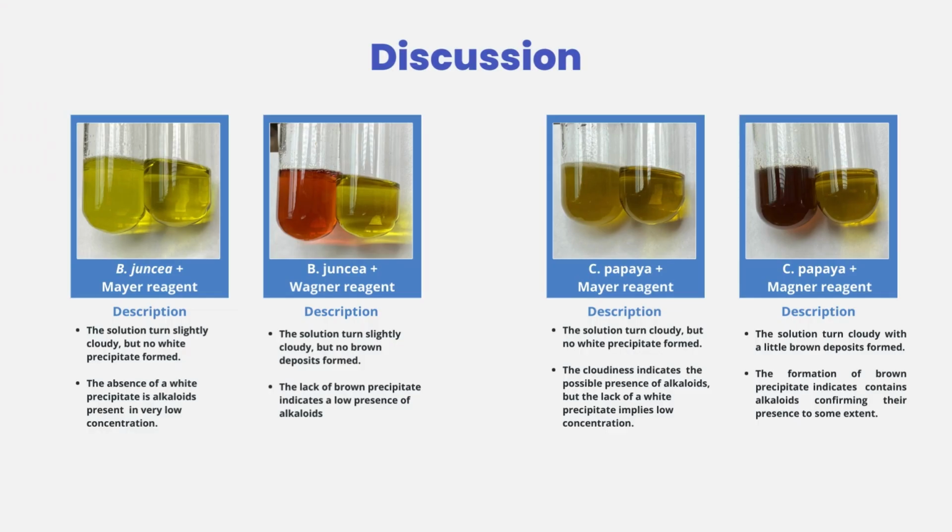Next, for discussion. First, for Brassica juncea, for the Mayer reagent test, the solution turns slightly cloudy but no white precipitate forms. The absence of white precipitate suggests that alkaloid is present but in a very low concentration. Meanwhile, for the Wagner reagent test, the solution turns slightly cloudy but no brown precipitate forms. This is similar to the result with the Mayer reagent. The lack of brown precipitate indicates a low presence of alkaloids.